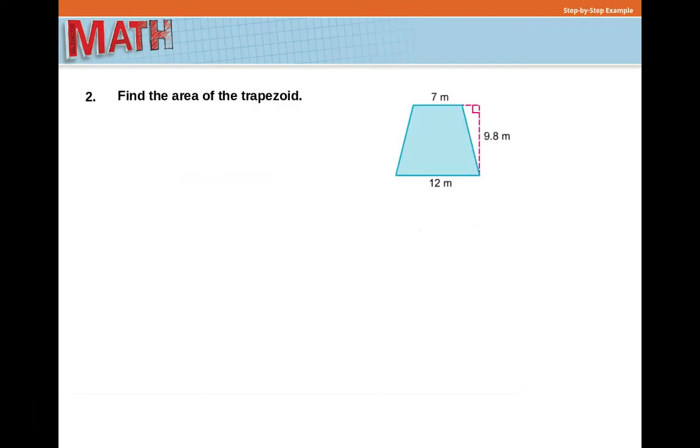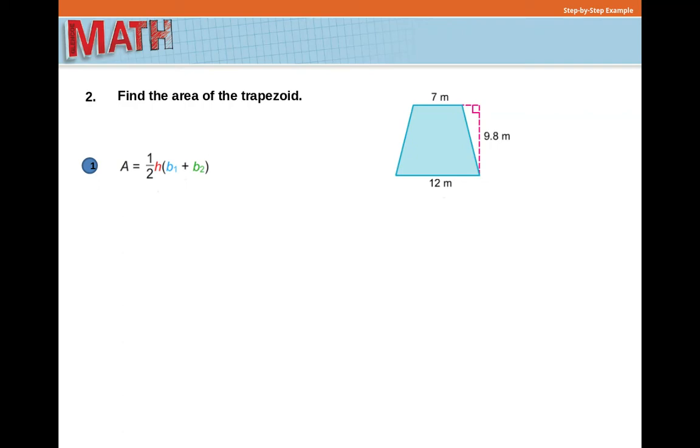Area of a trapezoid for this guy. Again, here's your bases. So add these two together, and then just do it as if it was a triangle. Base times height divided by 2. So 7 plus 12 is 19. So you're going to do 19 times 9.8 and divide it by 2. This is the crazy formula. This is how you have to show it.